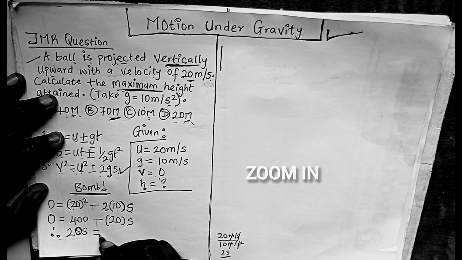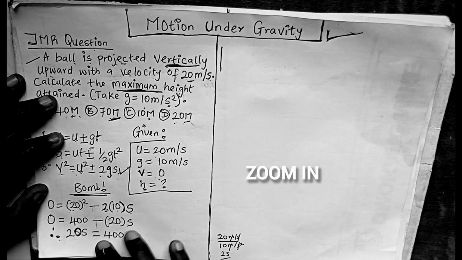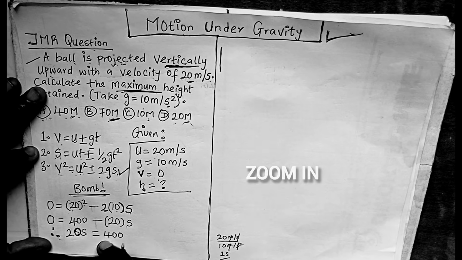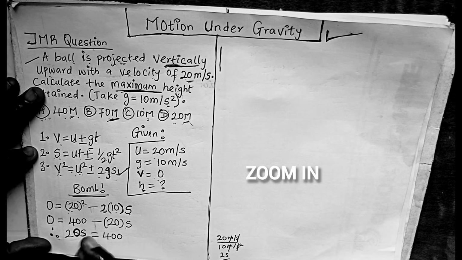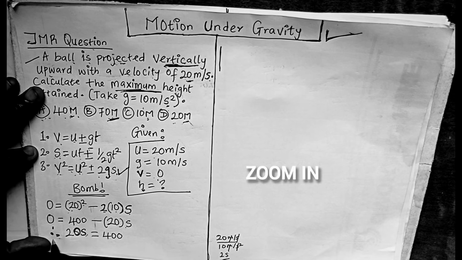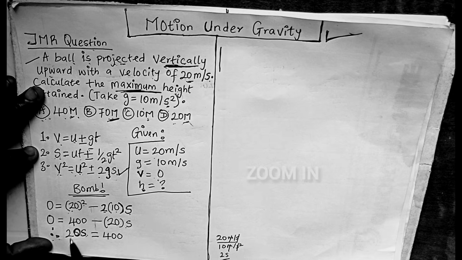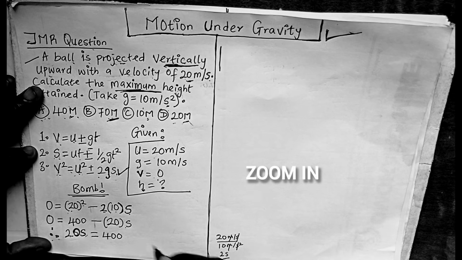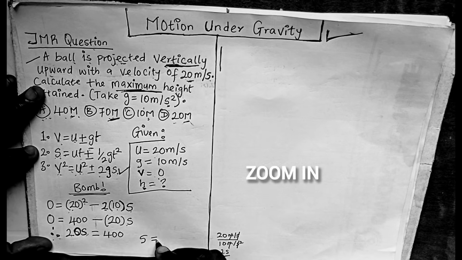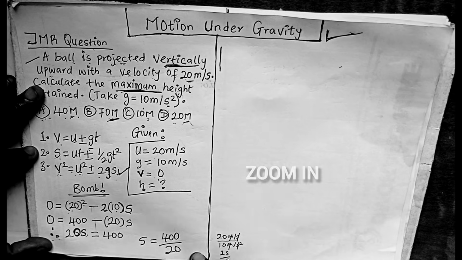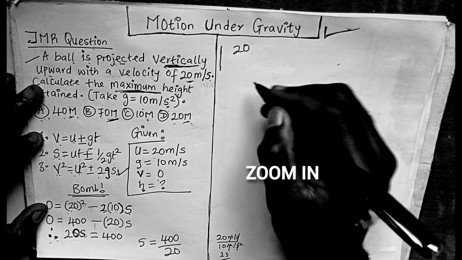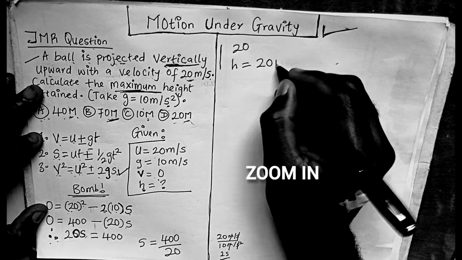20s is equal to 400. What are we supposed to do here? Divide both sides by 20s to get the height. So we bring the height here, then we divide both sides by 20. s is equal to 400 over 20. So 400 divided by 20 will give us 20. So our height, h, is equal to 20 meters.